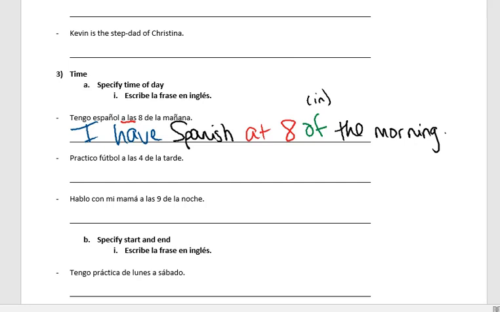Okay? Practico fútbol a las 4 de la tarde. So we know practico looks like practice. And it ends in an O, just like tengo ends in an O. So who's practicing? Good, I am. So I practice. Fútbol is your soccer. Again, a las. Okay? At 4. That de is of. And then la tarde, the afternoon.